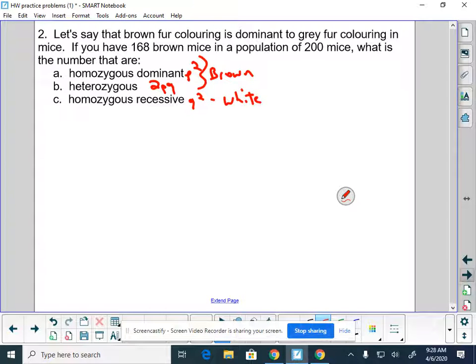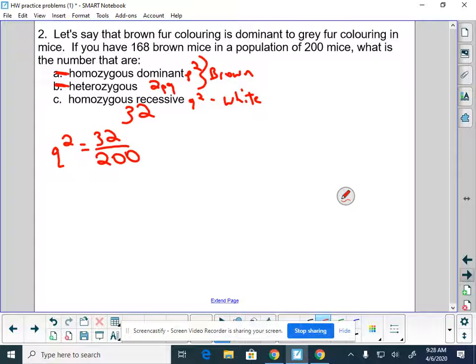We have to start with the one that we know for sure. We have 168 brown mice. We don't know of that 168 how many of them fit here and how many of them fit there. There's no way to break that down just from the question. But we do know there's 168 brown mice. That means there's 32 white mice. And the only ones that are white are the homozygous recessives, or the Q squared. That has to be your starting point. Q squared is 32 out of 200.